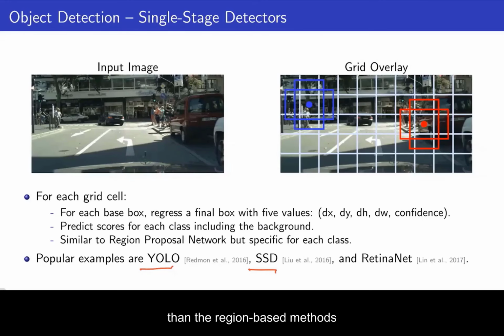These methods are faster than the region-based methods, such as Faster RCNN that we saw in the previous slide, but they're also a bit less accurate than the region-based methods.